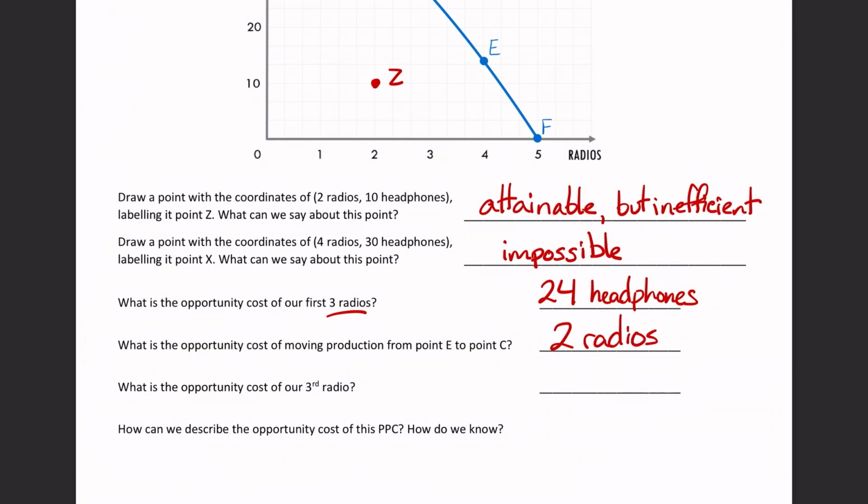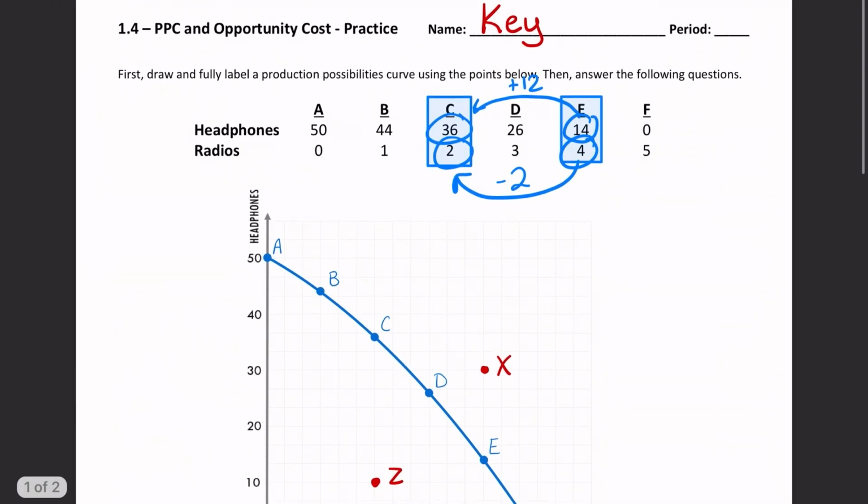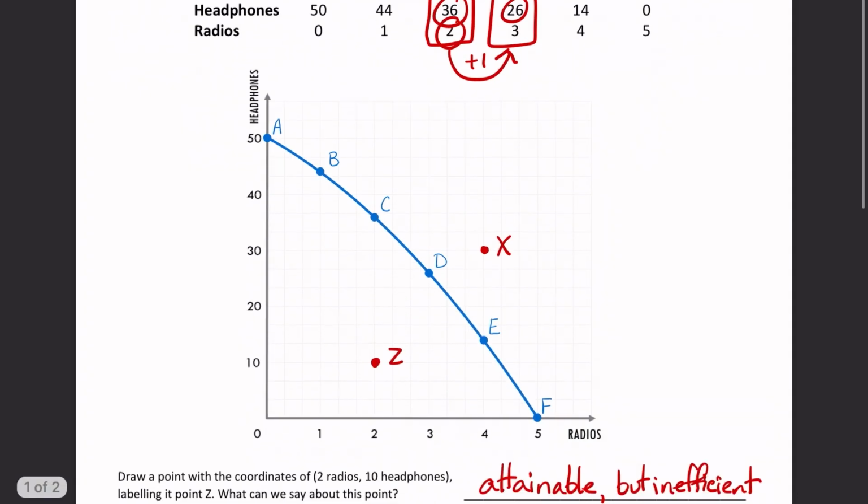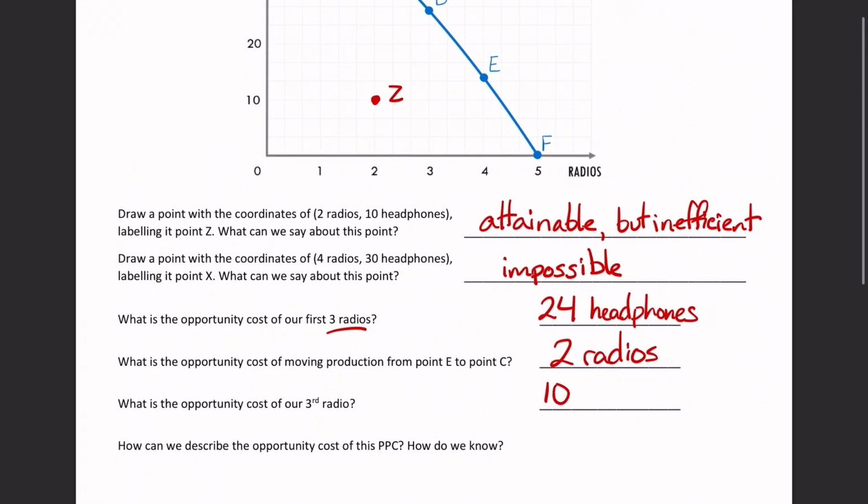What is the opportunity cost of our 3rd radio? Again, paying attention to this language, when we hear 3rd, we have to think, okay, we're moving from what number to what number? The way I like to think about it is in terms of food. If I'm going to eat my 3rd piece of pizza, you assume I've already had 2, and I'm going to eat 1 more. So I'm moving from 2 to 3. When I add that 1 radio, how many headphones am I giving up? What am I losing? Well, 36 down to 26, I am losing 10 headphones.